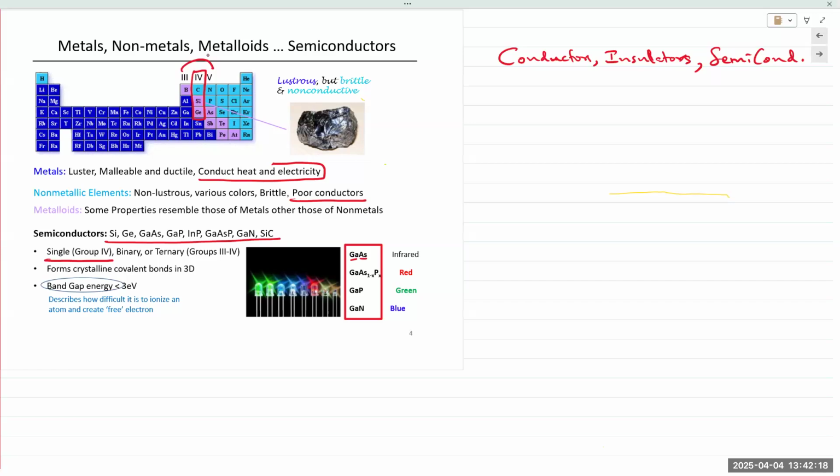So let me ask you this. What is this right here? What element is that? Carbon is also in column 4 of the periodic table, yet carbon is not considered a semiconductor. Right? Carbon is not a semiconductor.